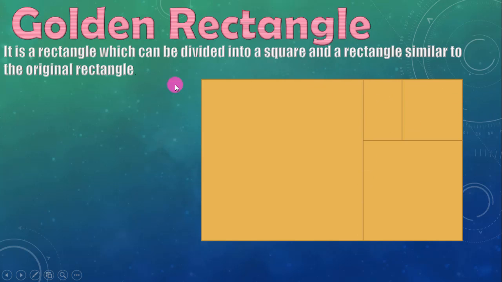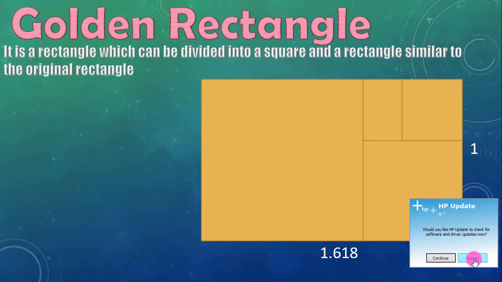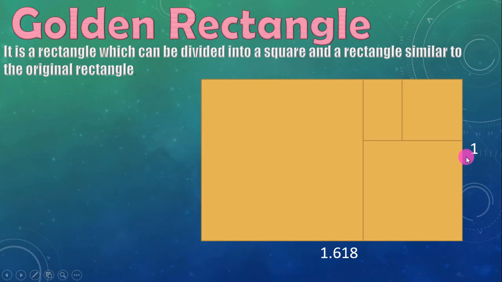Again, the main rectangle, as we see, is divided into a square and a rectangle. This rectangle is similar to the original rectangle. Okay, they discovered that the ratio between the width of the rectangle and the length of the rectangle is constant, and this ratio is 1 to 1.618, and you're going to keep this 1 to 1.618.